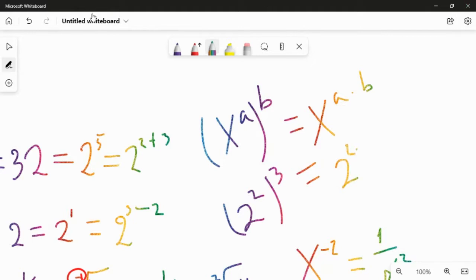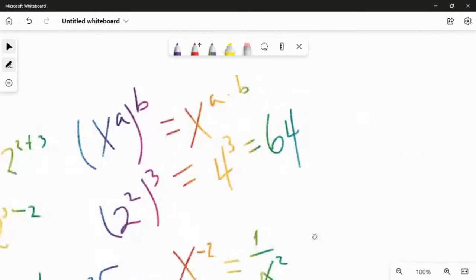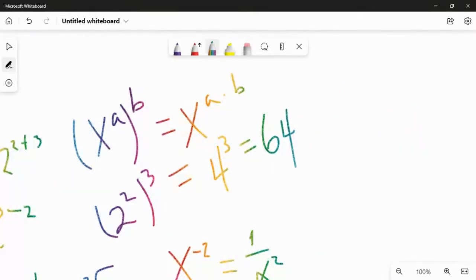We already know, before applying that, 2 squared is 4, right? So 4 cubed will be 64, right? 4 times 4 times 4, right? But again, this is 2 raised to the 6th power. It's 2 to the 6th power, right?